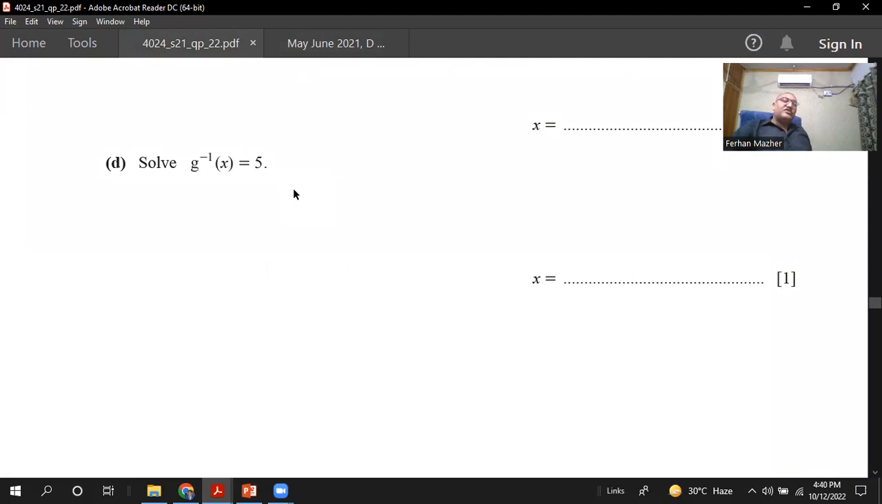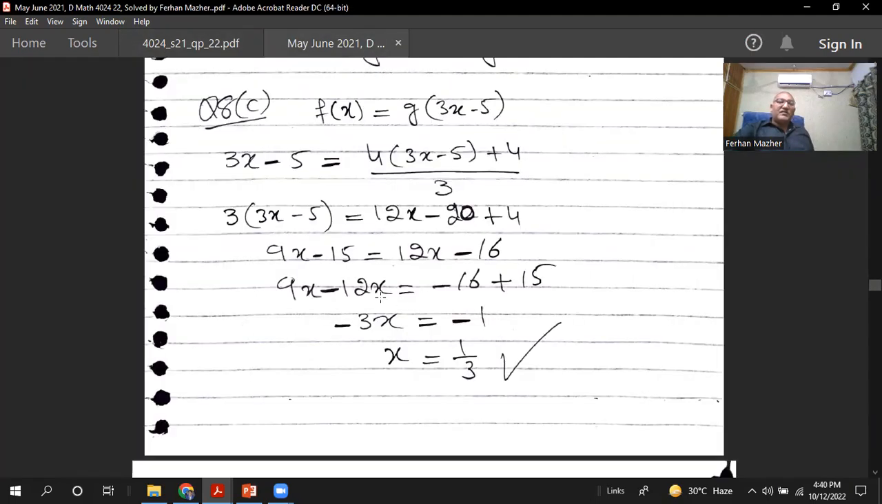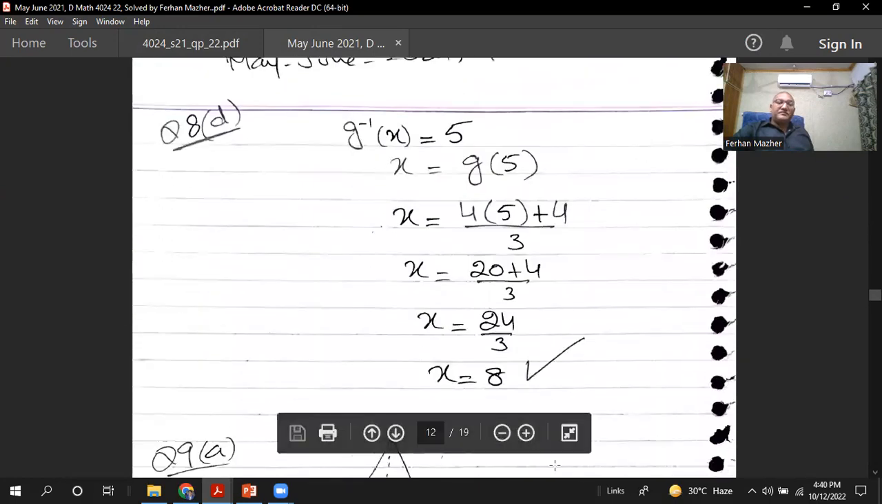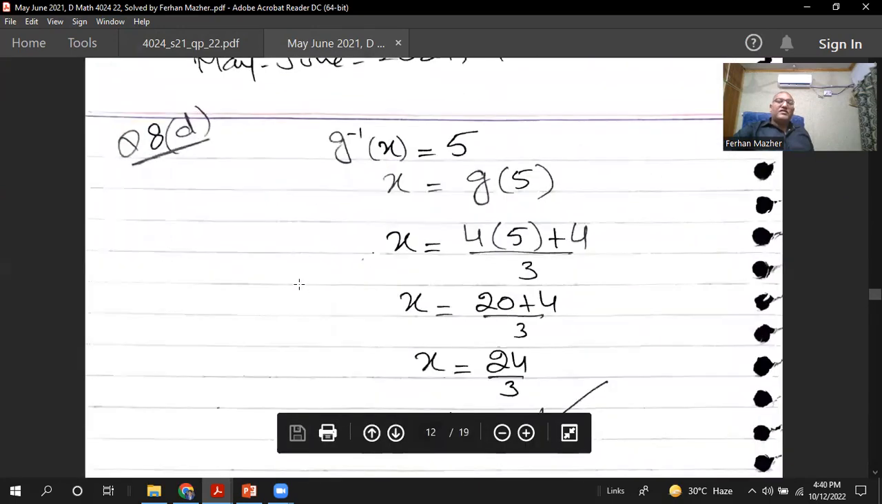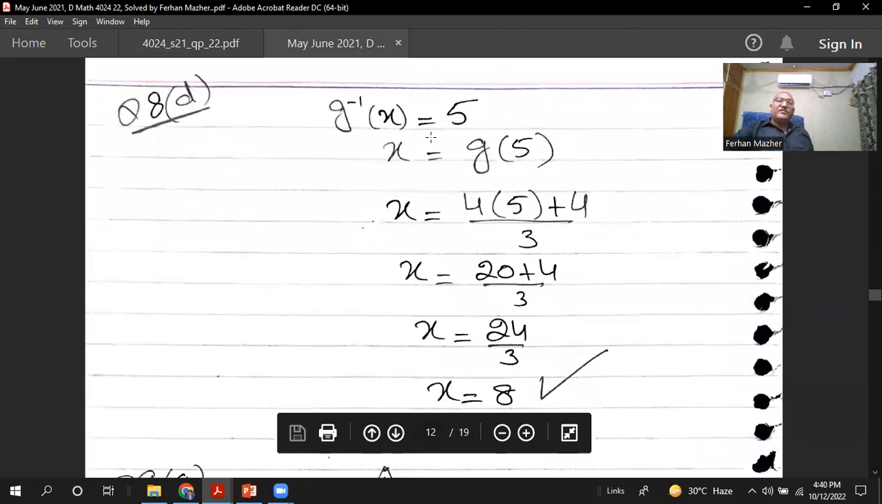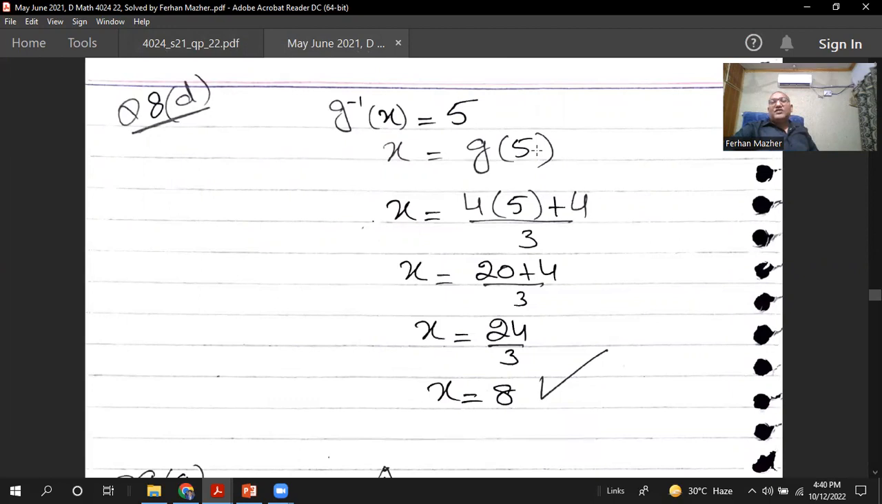Okay, the last question, D part, is g inverse of x equals 5. They want me to find out the value of x. So g inverse of x is equal to 5. So x will be equal to g(5). So in the formula of the function g, wherever there is x, just put the 5 there. So x will be equal to 4 into 5 plus 4 divided by 3. So it will be 20 plus 4 by 3. It will be 24 by 3, and that will be 8.